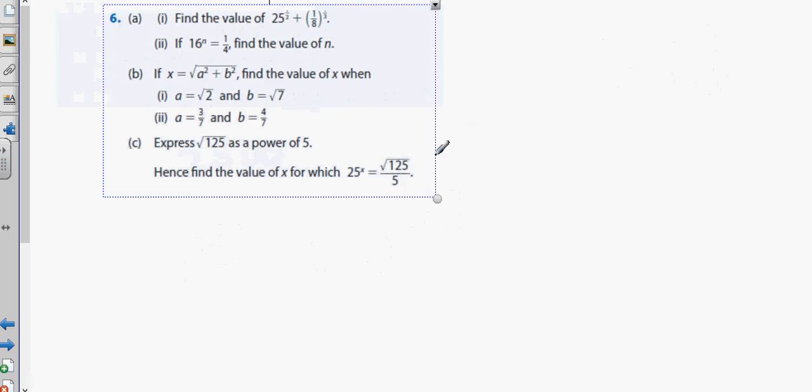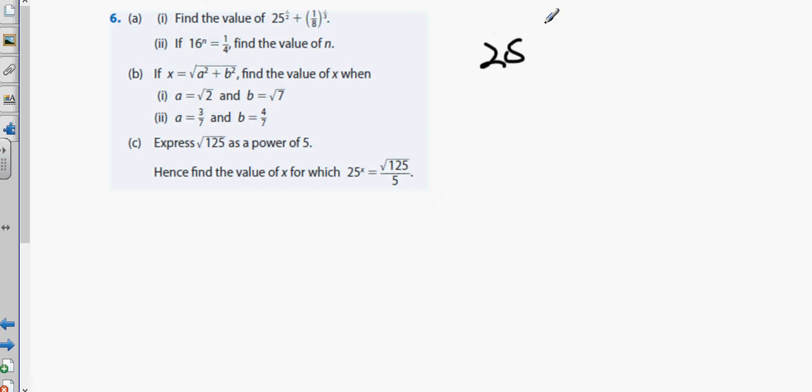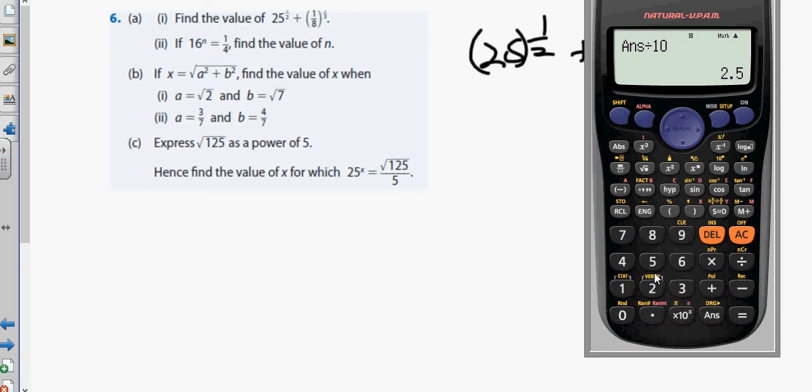Okay, find the value of 25 to the power of a half plus 1/8 to the power of a third. Well, you can just put that straight into the calculator as well. So bracket 25 close bracket to the power of a half, plus 1/8 to the power of 1/3.